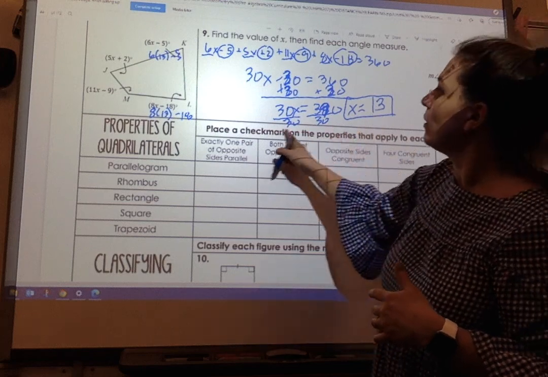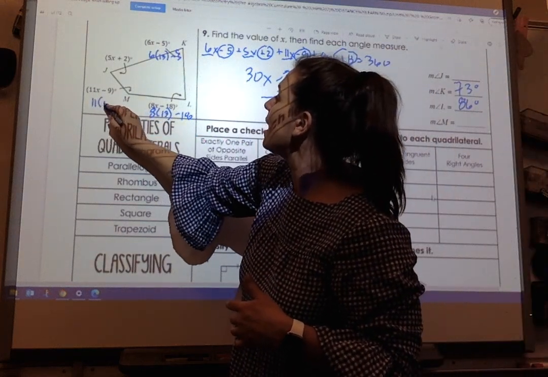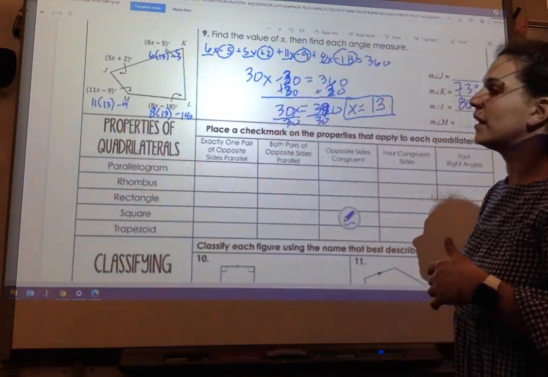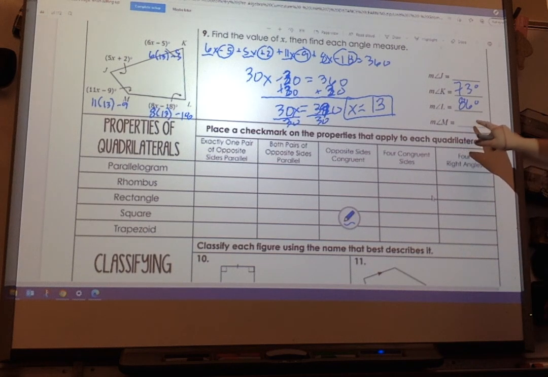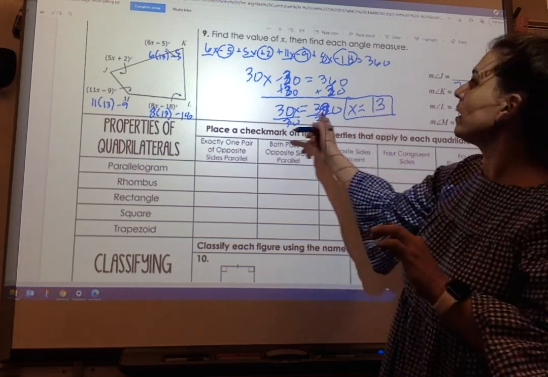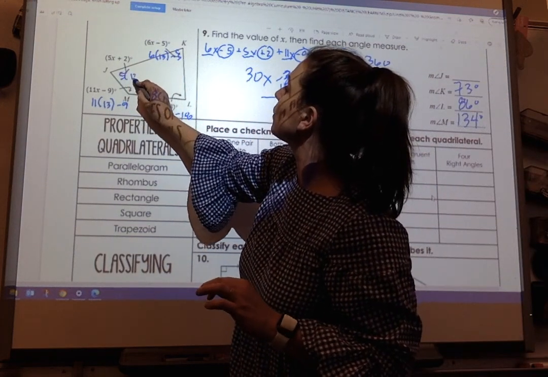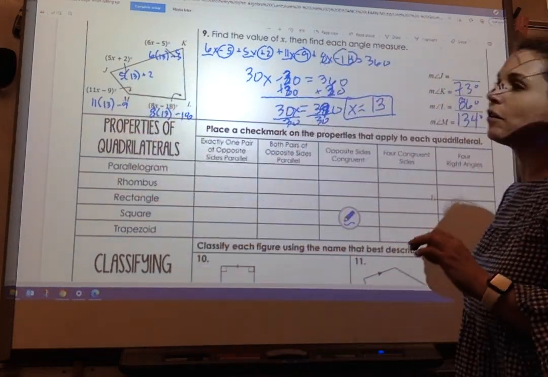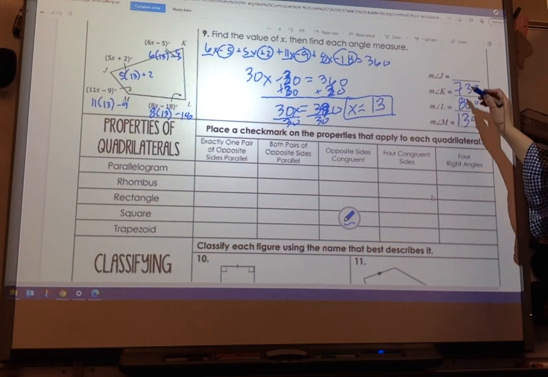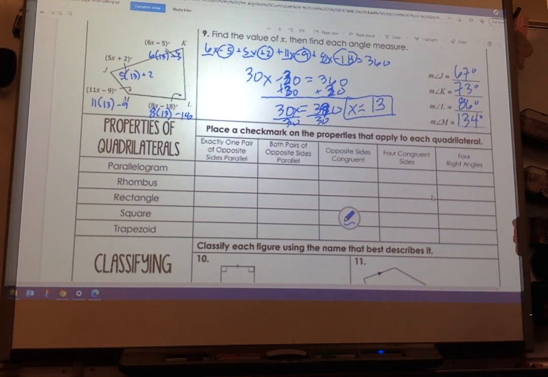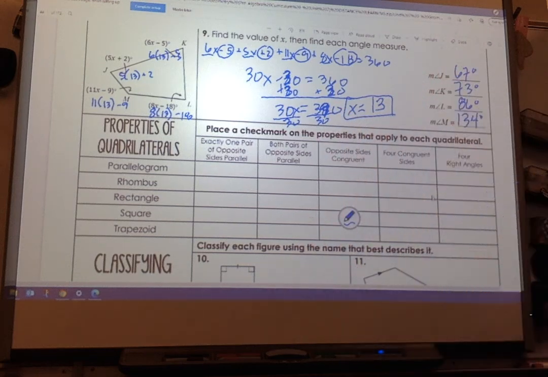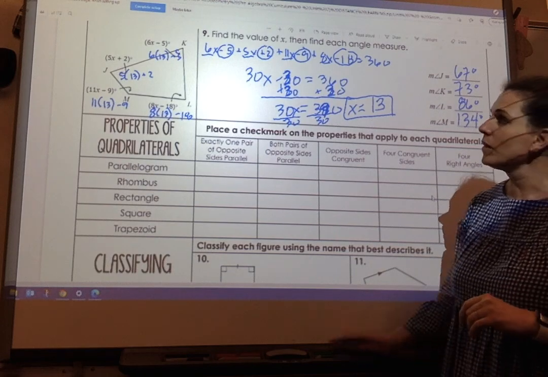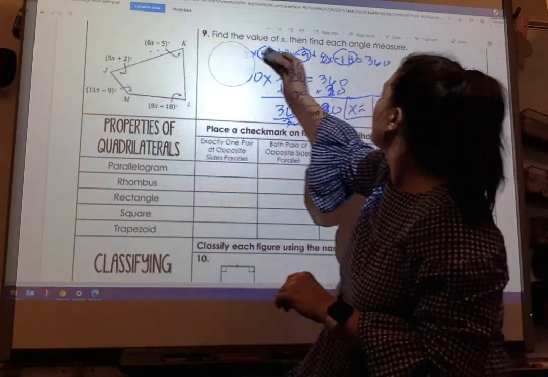So to solve for angle M, 11 times 13 minus 9, we get the value of 134 degrees. And then you do it again. 5 times 13 plus 2 gives me angle J, and that would give me 67 degrees. You always check your work because you get the sum. All of these is going to equal 360 every single time. So that's how you would look at it with algebra.